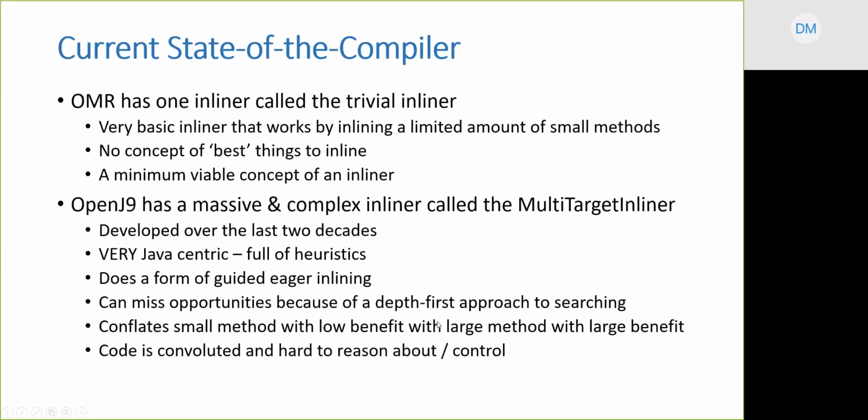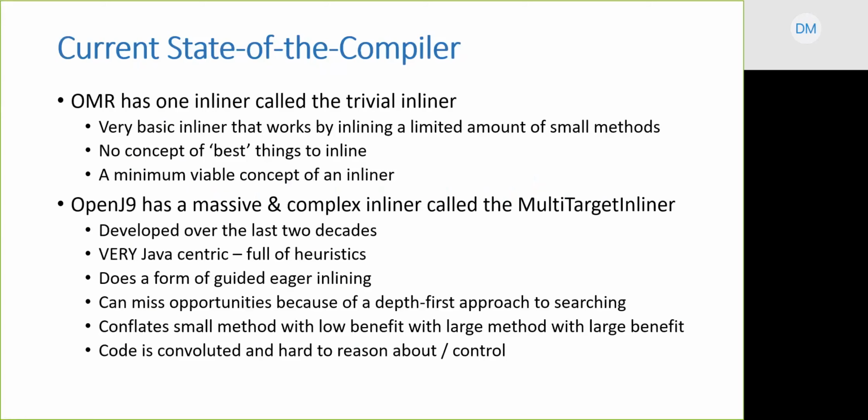So I'd like to start by sketching the current state of the compiler. If you look at what OMR has at the moment in the way of inlining, there is one inliner. It is called the trivial inliner. It's a very basic inliner that works by inlining a limited amount of small methods. So it has a budget heuristic, and it picks only small things to inline. It has no real concept of what the best thing to inline is. It just picks small things and inlines them. It's the minimum viable concept of an inliner. It knows how to stitch bodies together, but it doesn't know much beyond that.